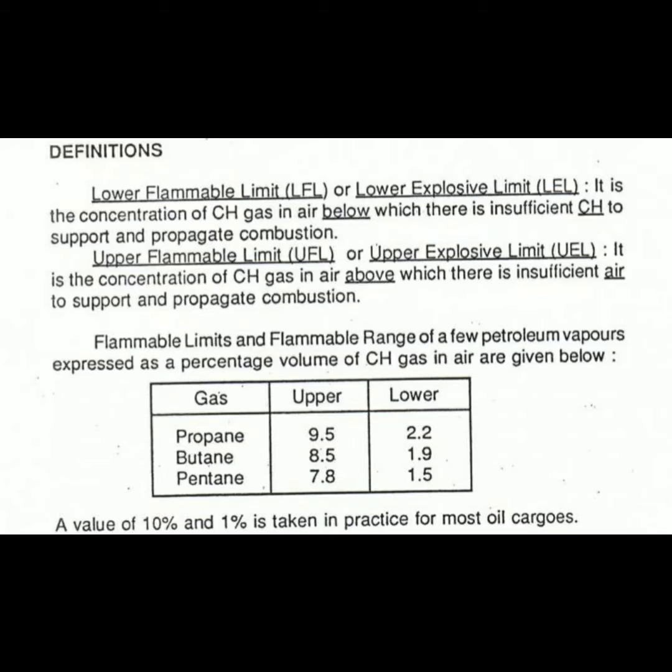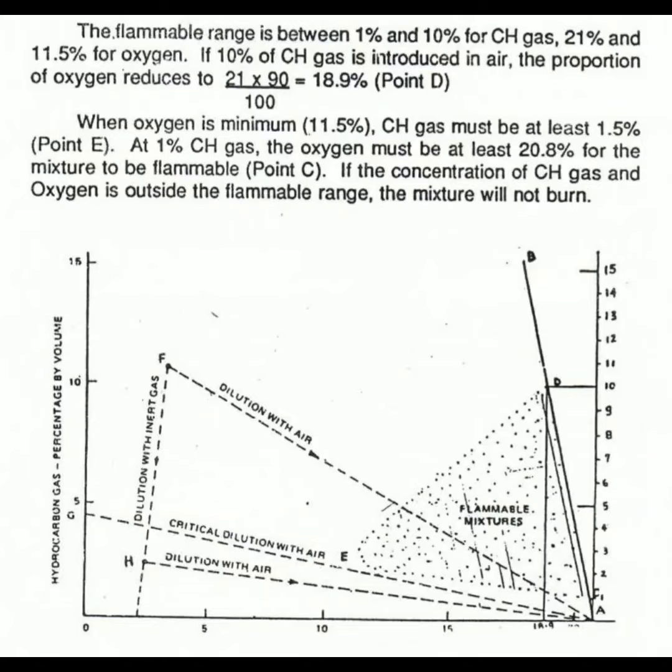In the chart below we can see that for propane the upper limit is 9.5 and the lower limit is 2.2. For butane, similarly, it is 8.5 and 1.9. So a standard value between 1% and 10% by volume has been accepted for hydrocarbons in general and for most oil cargoes. Now we'll come to the second part of the discussion, where we will discuss how to draw the flammability diagram for general hydrocarbons.